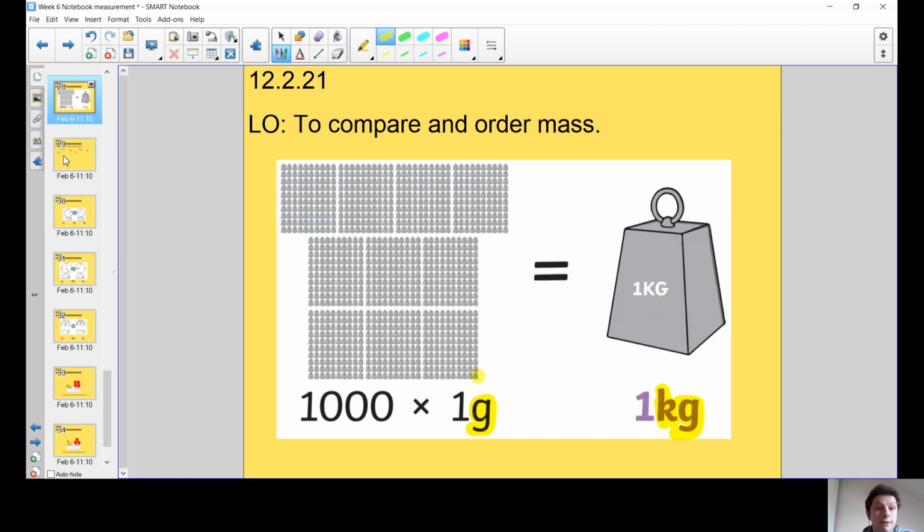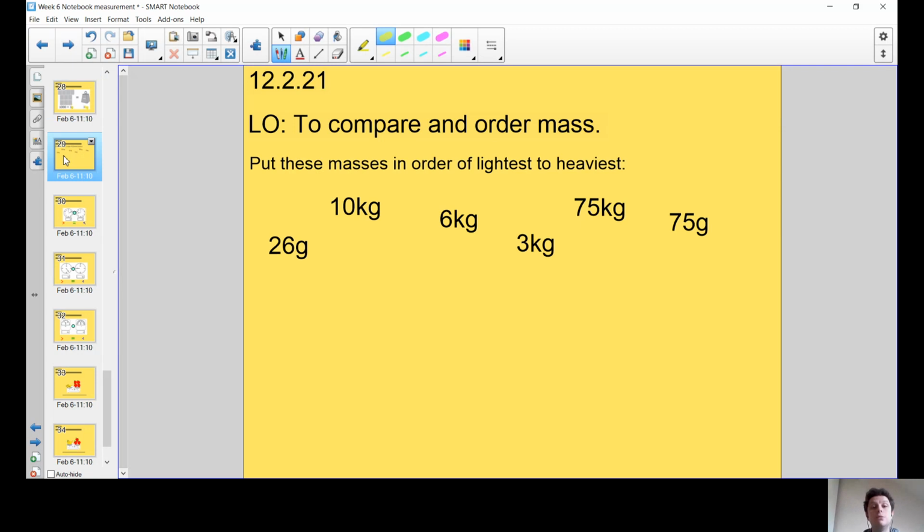That's important because the first thing we're going to do is some ordering. We want to go from lightest to heaviest. So pause the video here, look at these masses and weights, and write them down in order from lightest to heaviest. In a moment, I'm going to tell you the answers.